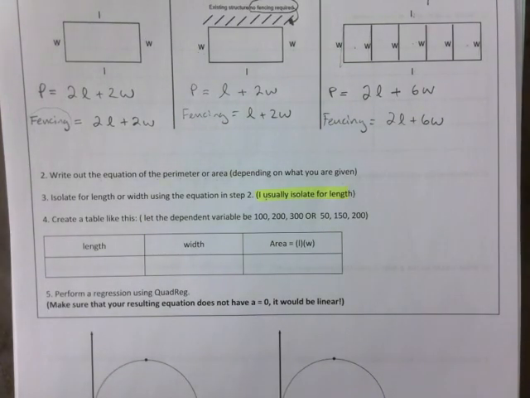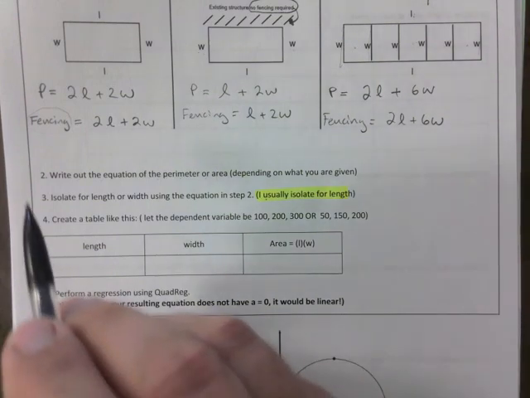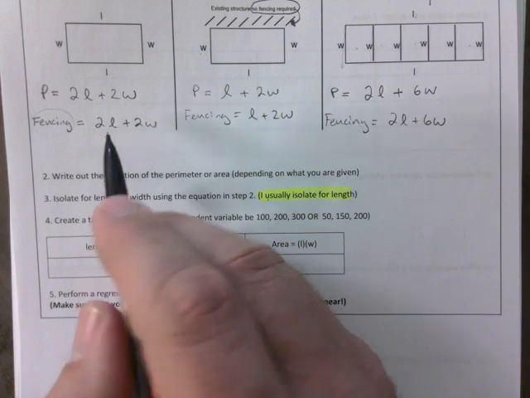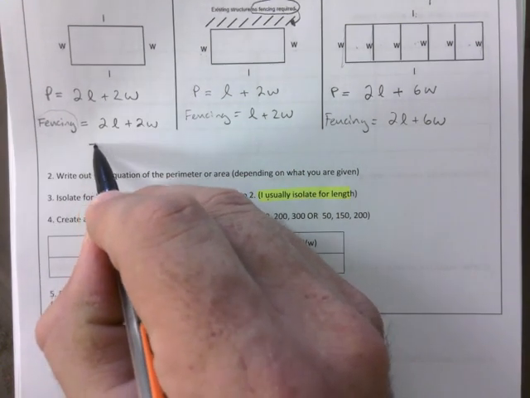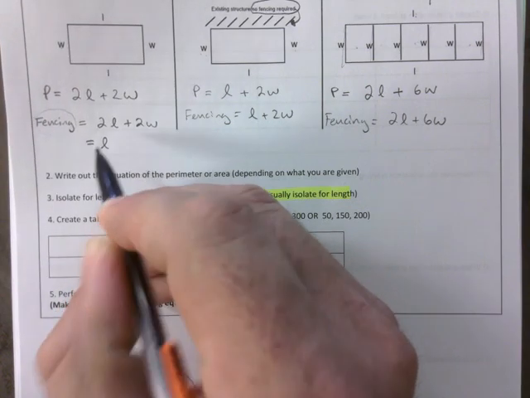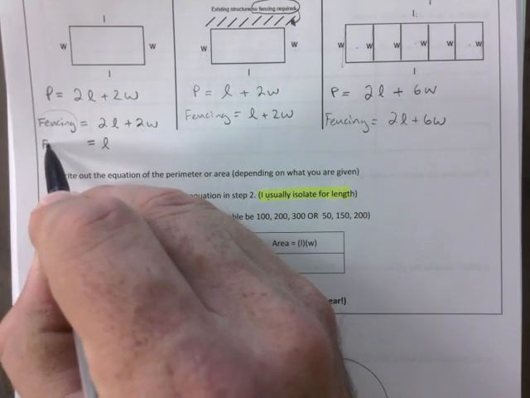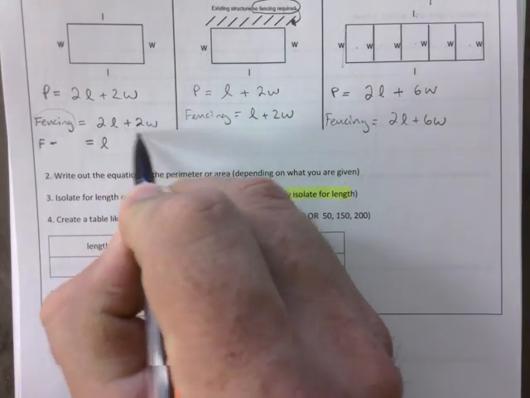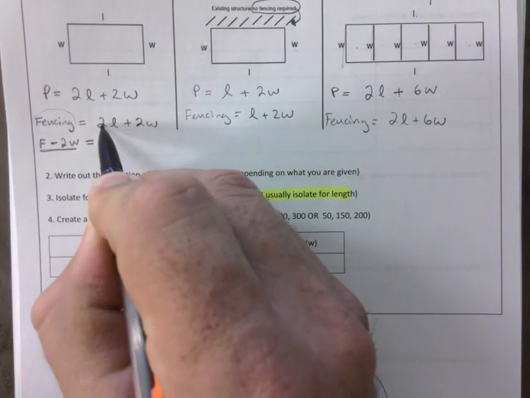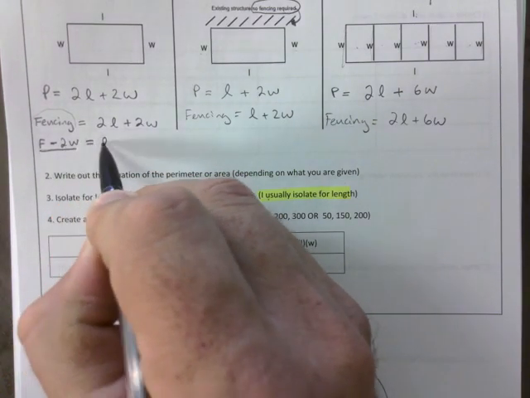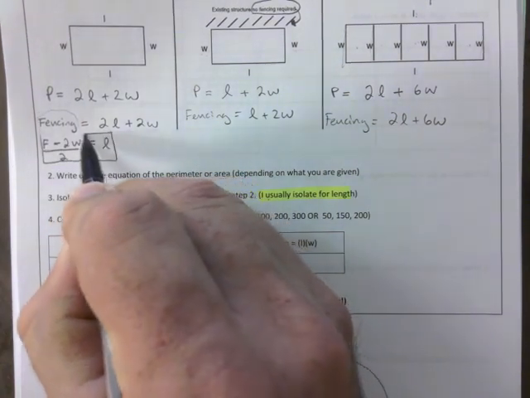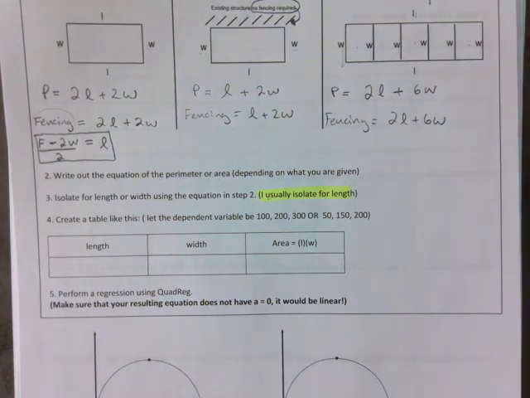How is that going to work? Let me show you real quick here. In this case, to isolate length, I have to shorten it. I can't show you step by step. I would say length is equal to fencing minus 2W because the 2W comes over. And see how the 2 used to be in front of it, so I would divide both sides by 2 to make this happen. So this is how you would isolate for length in that scenario right there.